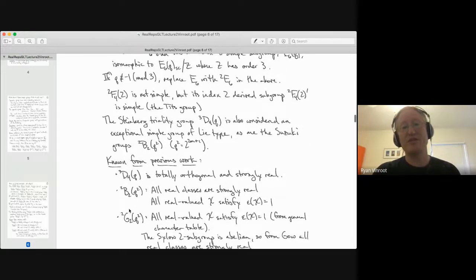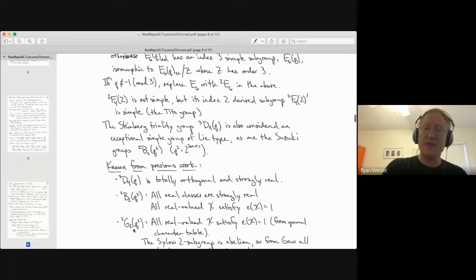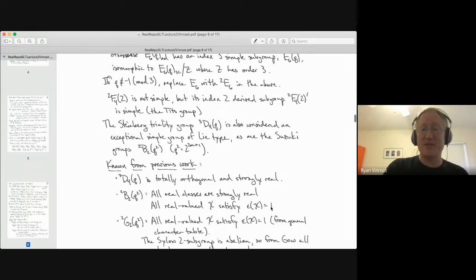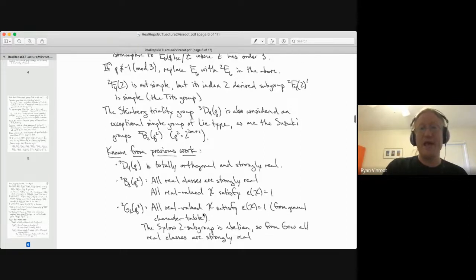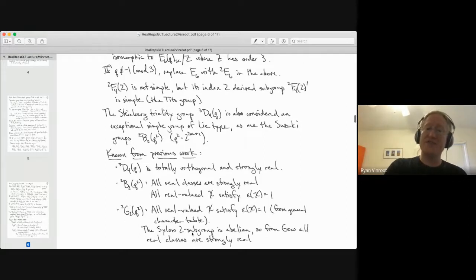Okay, what about twisted G2? Again, in the paper of Ree, or possibly in a paper by someone else after Ree, a generic character table was given, and you can check all of the indicators are 1. And in fact, the Sylow 2-subgroup of this Ree group is abelian, and that's listed in Ree's original paper.